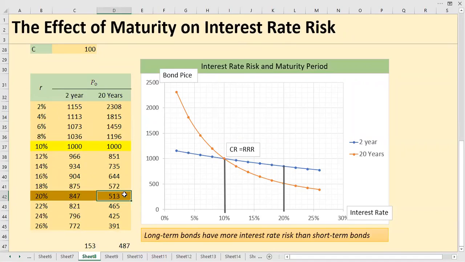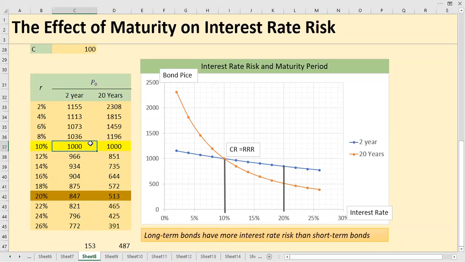If it is a 20-year bond. But if it is a 2-year bond, your price only drops to 847 rupees. So that is the difference here. The assumption here is that you are going to buy this bond at the moment for 1,000 rupees, thinking that the required rate of return is 10% based on the economic conditions. Since the required rate of return is equal to the coupon rate, you can buy the bond at a value exactly equal to the face value, that is 1,000 rupees.